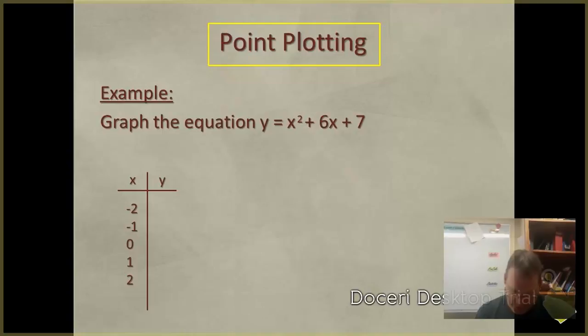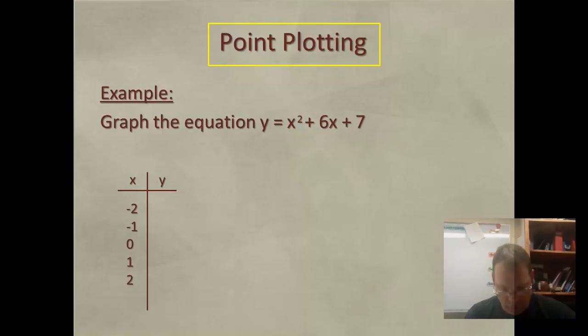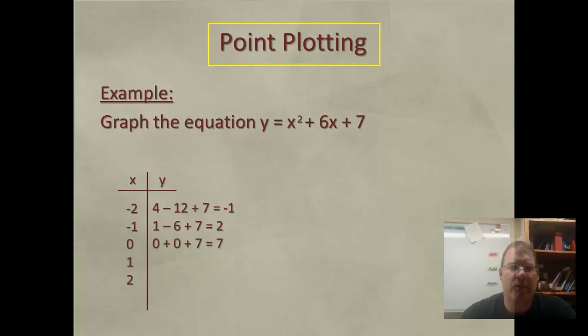Alright, so if I plug -2 in here, I have -2 squared. And a -2 times that is a -12 and a +7. So, what do I get? -1. -1 gives me 2. 0 gives me 7. 1 gives me 14. 2 gives me 23.